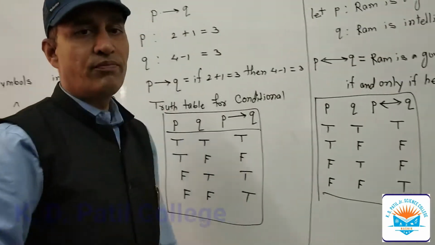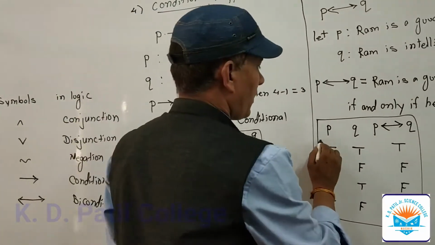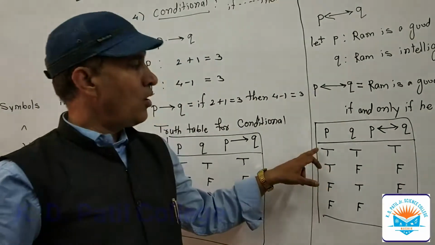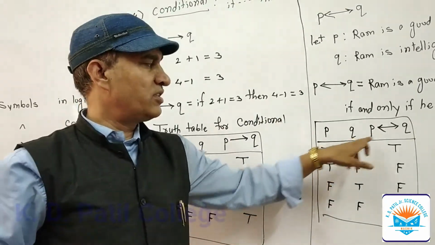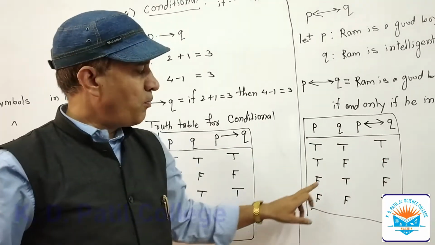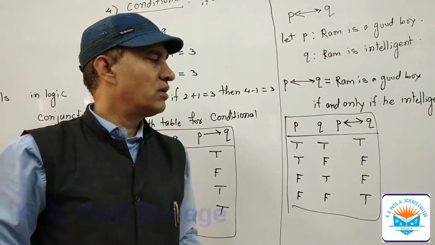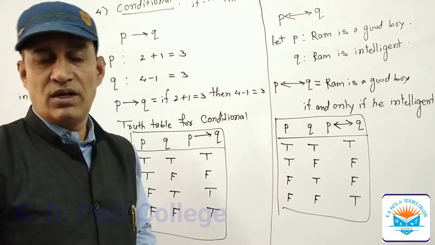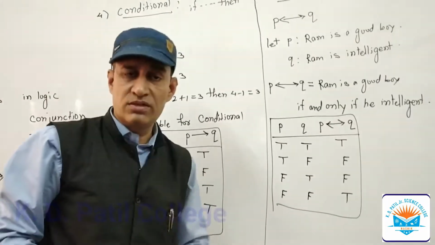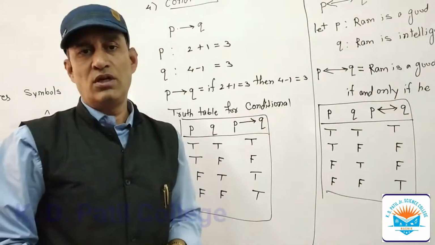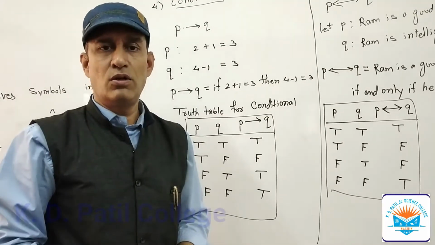Look at the truth table. It means when both P and Q are true, then the result is true. When both P and Q are F, the result is T. Otherwise, the result is F. And now we consider all these things as a formula for solving the problems related to mathematical logic.